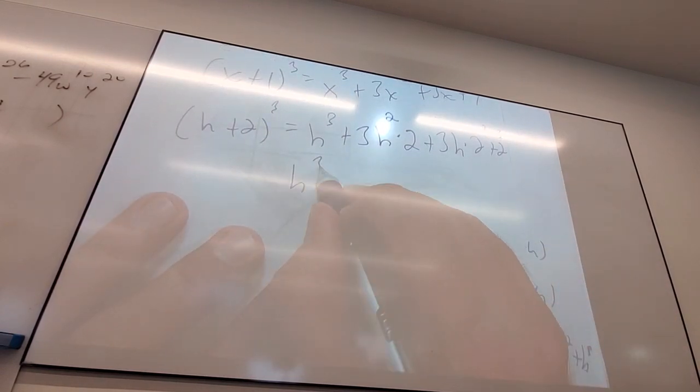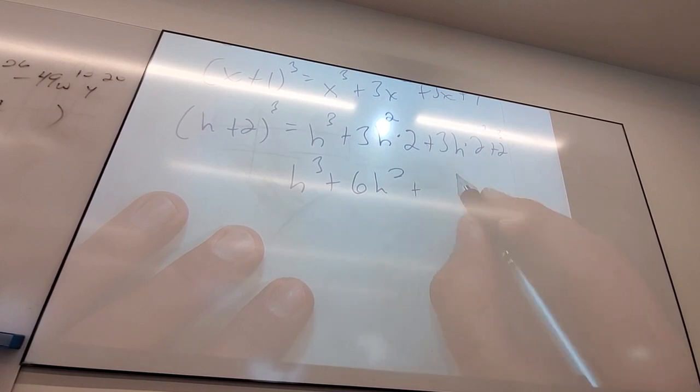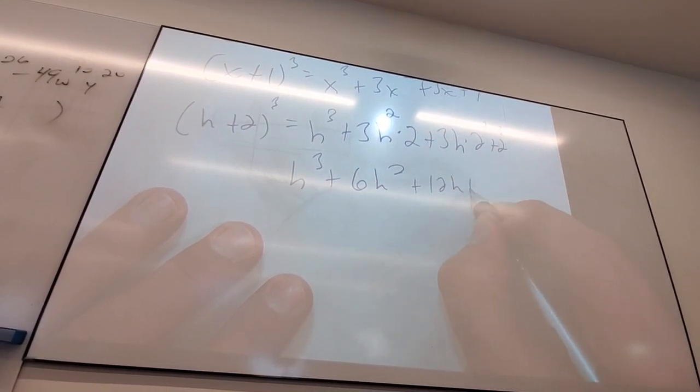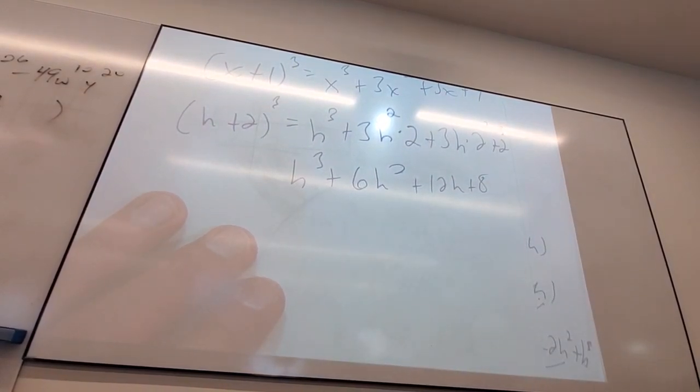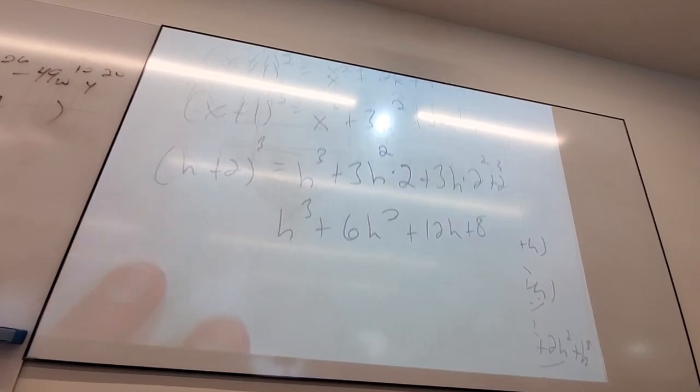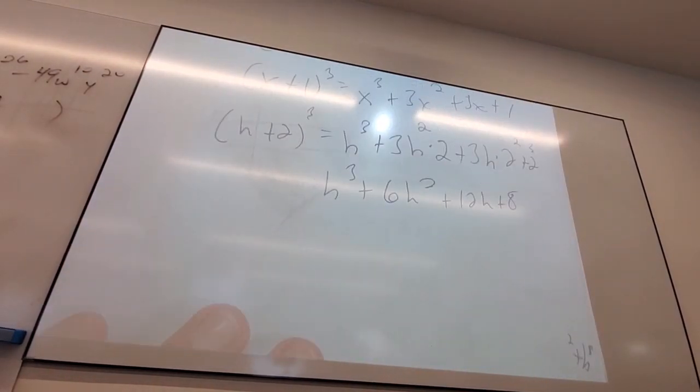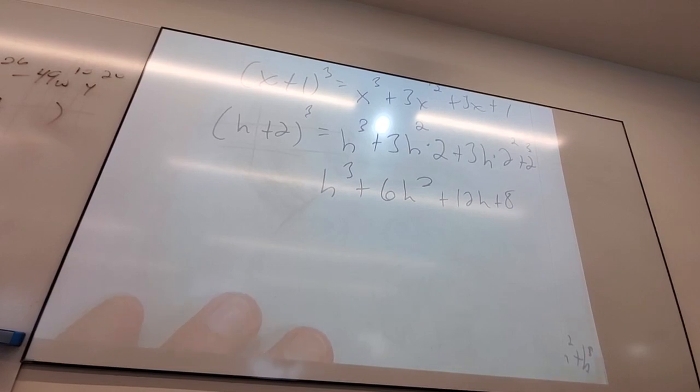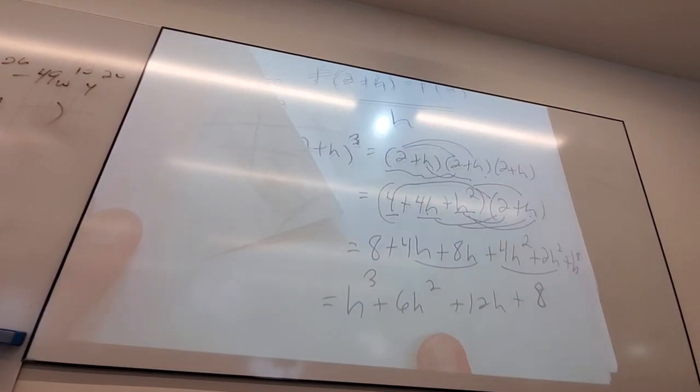Is this what we got? h cubed plus 6h squared plus, what is that? You can do it, 12h plus 8. Is that what we just got? Yay, good, because that's right. All right, good. That is what we got, yes?